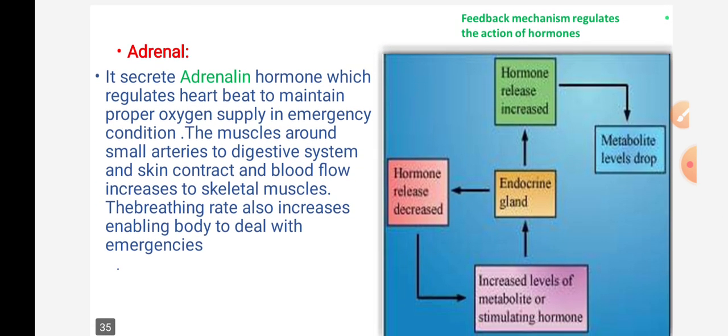Now we are going to discuss the adrenal gland. It secretes adrenaline hormone, which regulates heartbeat to maintain a proper oxygen supply in emergency conditions. The muscles around small arteries to the digestive system and skin contract, and blood flow increases to skeletal muscles. The breathing rate also increases, enabling the body to deal with emergencies.